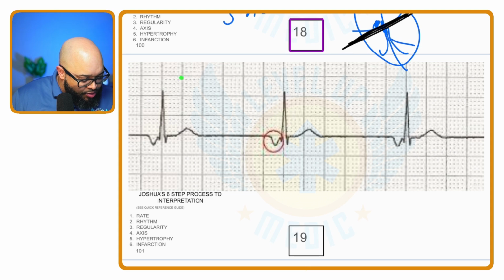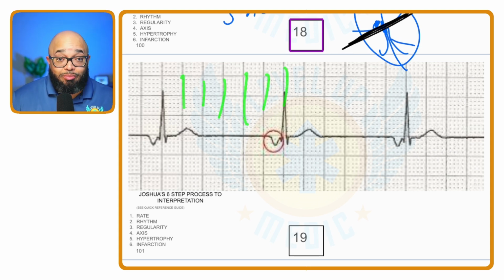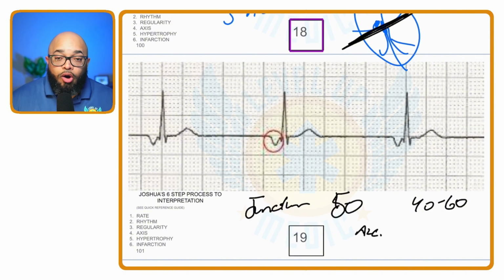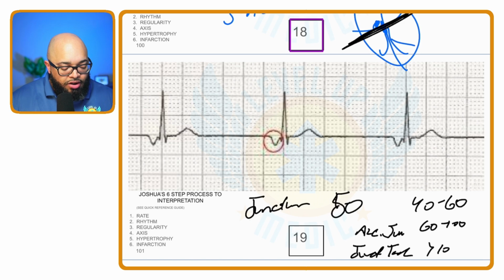What did we say the rate was? 300, 150, 100, then 75, 60, 50. So this is a junctional rhythm with a rate of 50. Now, what is the normal rate for a junctional rhythm? Remember, a normal junctional rhythm has a rate of 40 to 60 beats per minute. Then there's accelerated junctional, with a rate of 60 to 100 beats per minute. And then there's junctional tachycardia, where it's greater than 100 beats per minute.